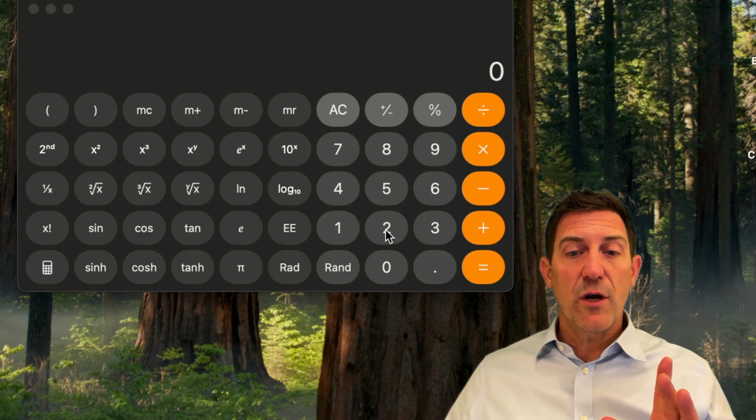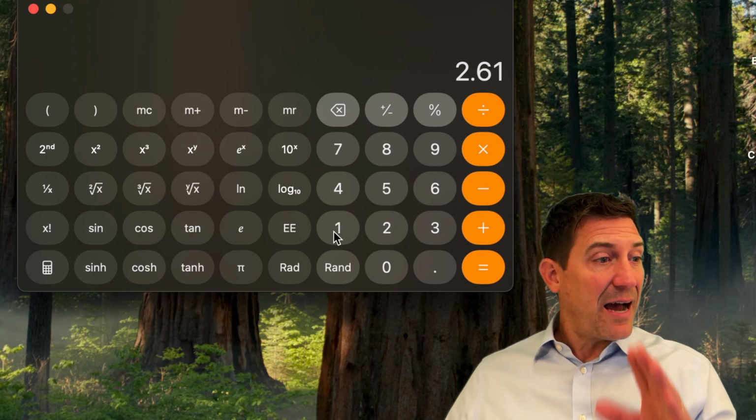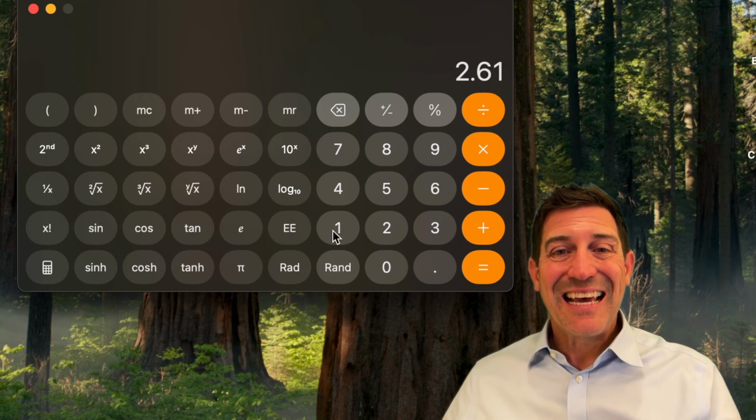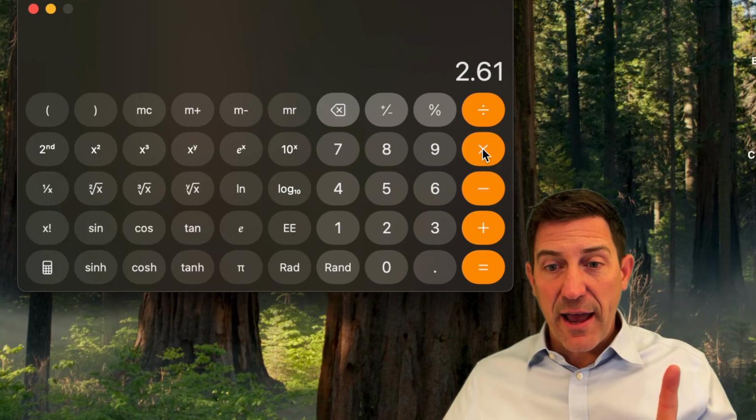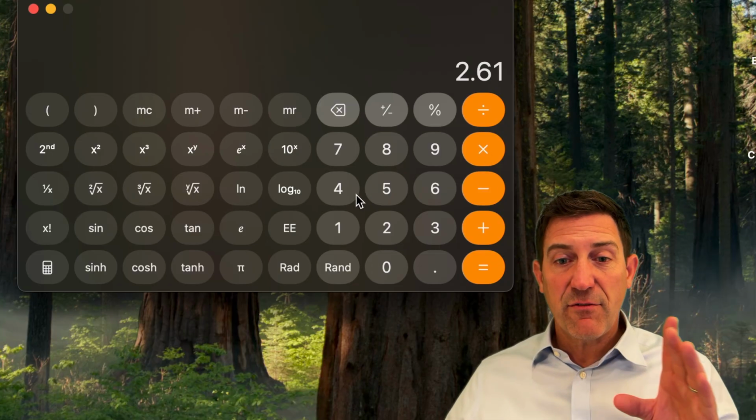Remember, the number was 2.61 times 10 to the 6th. So don't use the times 10 and find the little caret or the hat or whatever they've taught you.